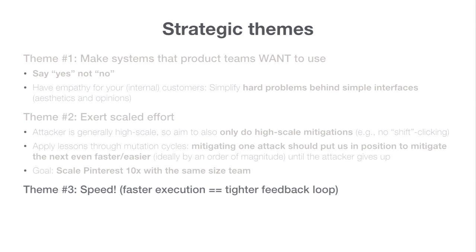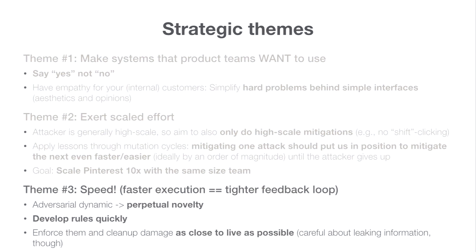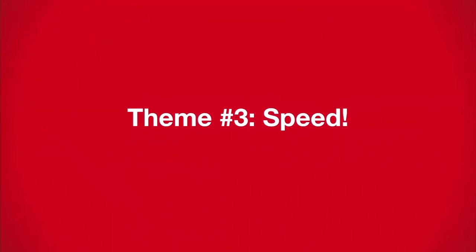Theme 3 is speed. This is definitely the most important part. The attackers are here to make money, and the more that we can shorten the amount of time that they can make money, the less attractive we are to them. Hopefully they end up bleeding money and running out of it. This is because of the adversarial dynamic, this cat and mouse game, there's perpetual novelty. We always see an attack is always new in some way, otherwise it wouldn't be an attack. This means that we need to develop rules quickly and enforce them as close to live as possible and clean up. So let's dig into this.